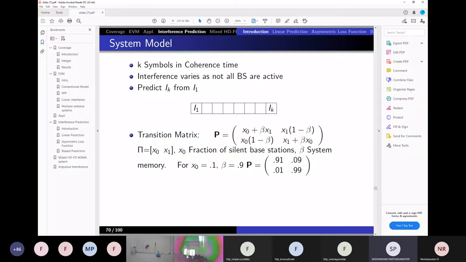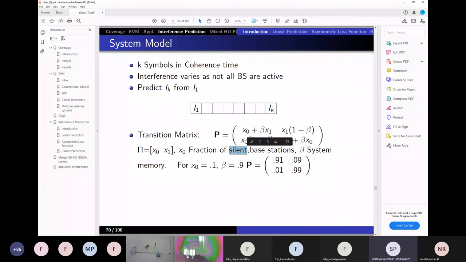So this transition matrix will basically determine whether in the next symbol the interference is going to be active or not. Okay. So x0 plus beta x1 is the probability that in the next time slot I am inactive, given that I am inactive in the present time slot. Okay. X1 plus beta x0 is the probability that I will be active in the next time slot, given that I am active in the present time slot. Okay, so this is a transition matrix.